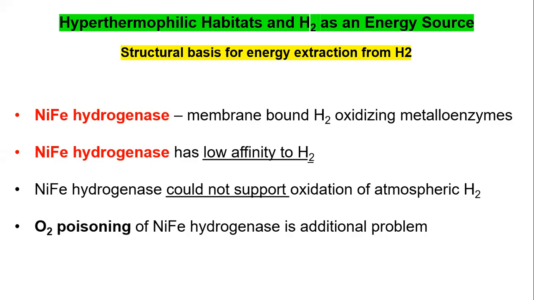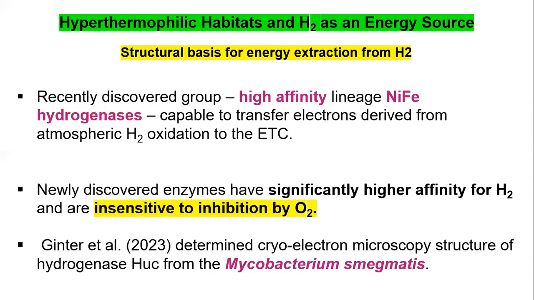But these guys, Ginter et al. in 2023, found this Mycobacterium and discovered a group of hydrogenases, which is also nickel iron, so pretty much the same cofactors, but it has high affinity for hydrogen. It literally catches the teeny tiny amounts that are impossible to catch with any other enzyme, and it brings it to the electron transport chain, plus it doesn't care about oxygen. It's completely insensitive to oxygen.